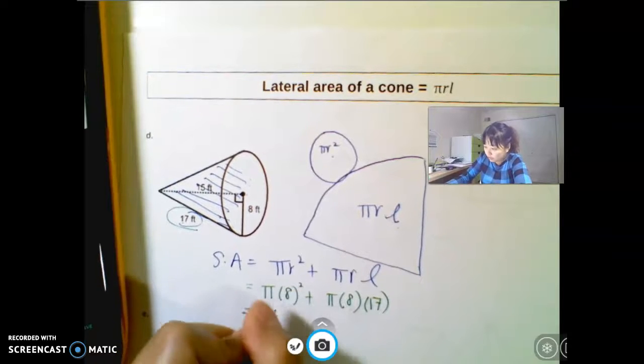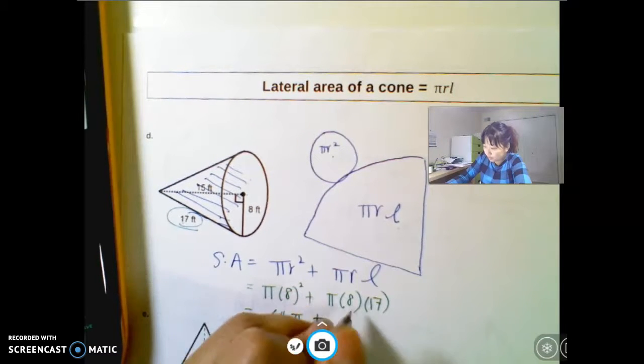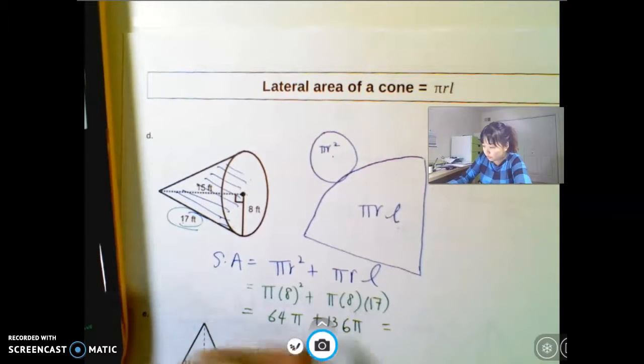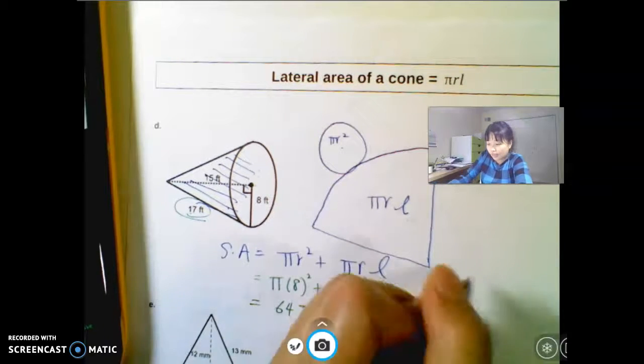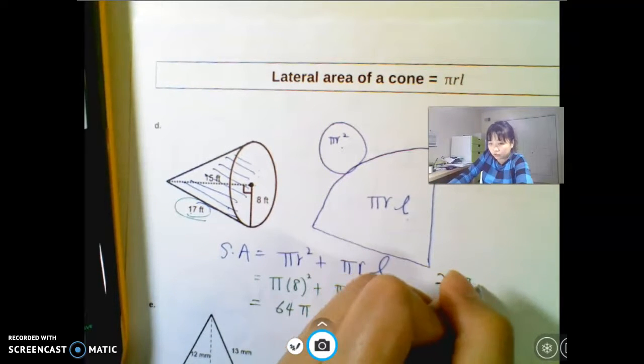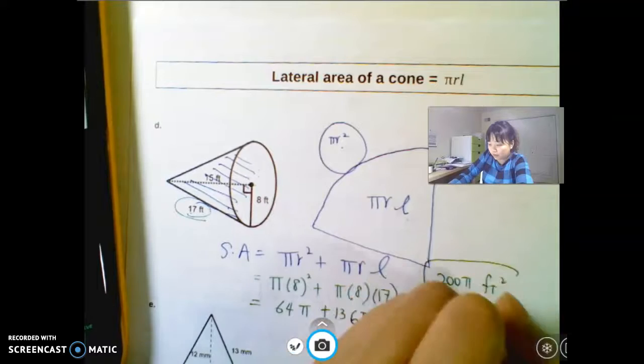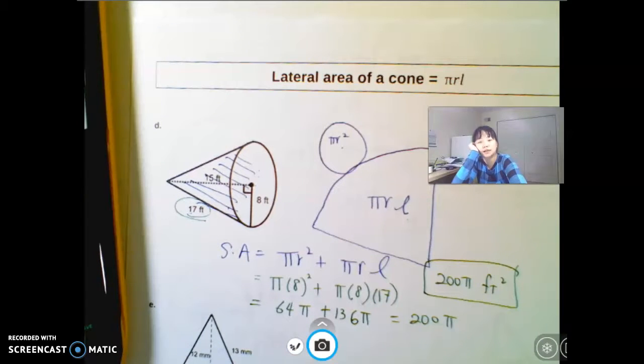Then 8 squared is 64 pi, plus 8 times 17 is 136 pi. So you add them together, that is exactly 200 pi. And don't forget the unit, 200 pi feet squared. That's the surface area of this cone.